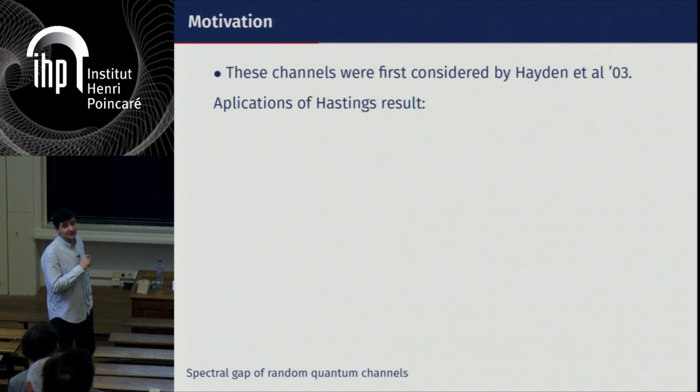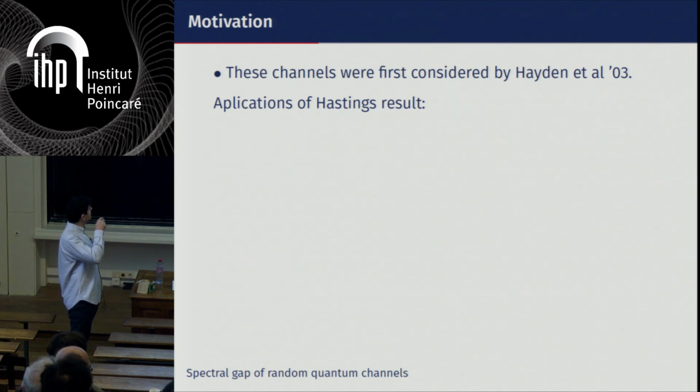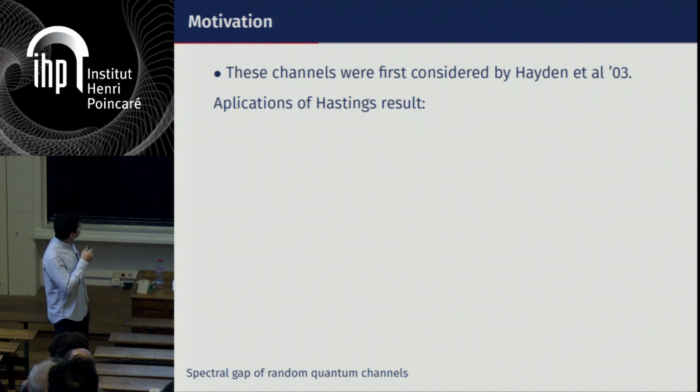So these channels, to the best of my knowledge, were first introduced by Hayden et al., and they proved that these channels were epsilon-randomizing maps. That means that essentially almost every matrix goes epsilon-close to the identity. Which is kind of the same result, but they are not totally analogous, so one cannot derive one from the other. Well, essentially the epsilon one, yes, because if one has an upper bound on the second eigenvalue, then you can derive that this map is epsilon-randomizing, but not the other way around. So, several applications of Hastings' results, just to keep on with the motivation.